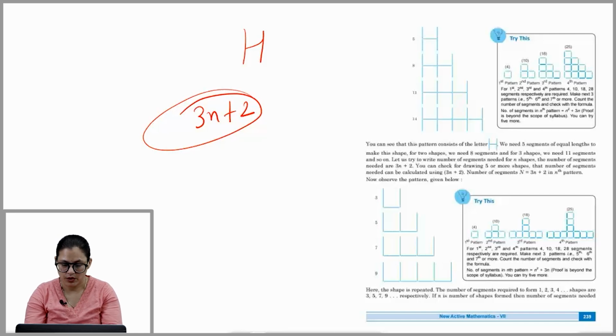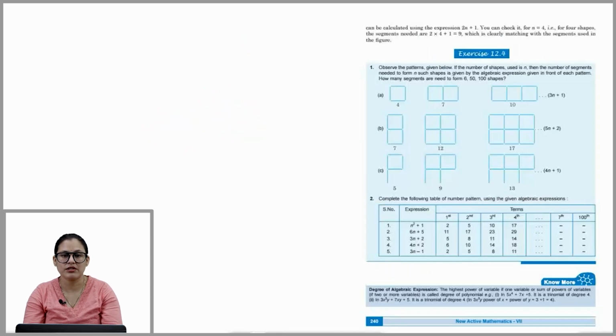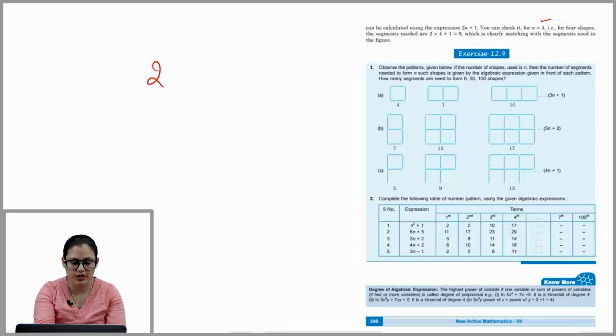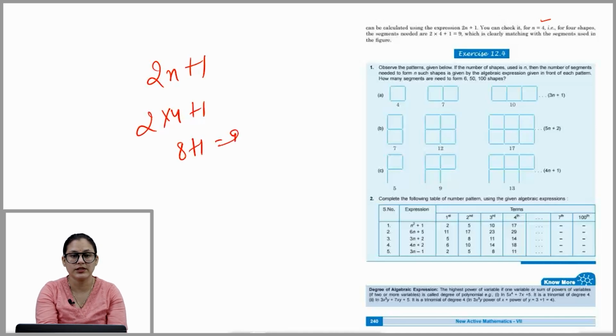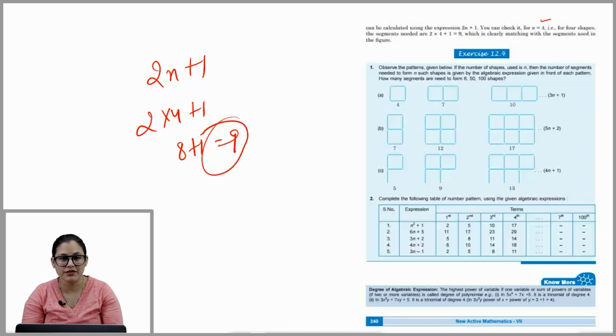Now observe the pattern given below. Here the shape is repeated. The number of segments required to form 1, 2, 3, 4 shapes are 3, 5, 7 and 9 respectively. If n is the number of shapes formed, the number of segments needed can be calculated using the expression 2n plus 1. You can check it for n equal to 4. That is, for 4 shapes, the segments needed are, see, what is the formula? 2n plus 1. 2 into 4 plus 1, that is 8 plus 1, total is 9, which clearly matches with the segments used in the figure, right?